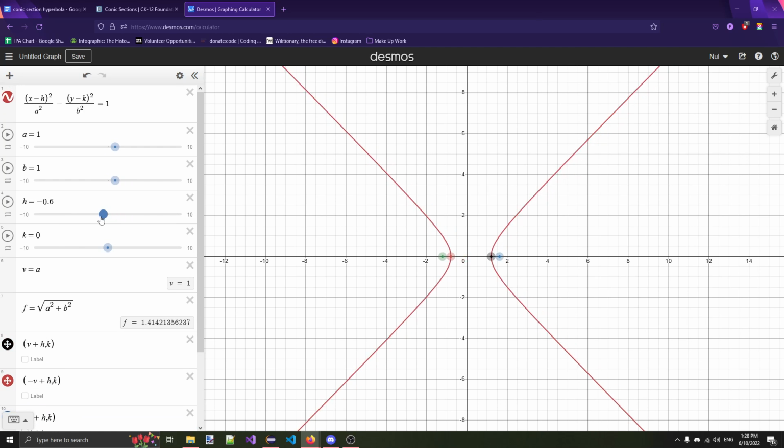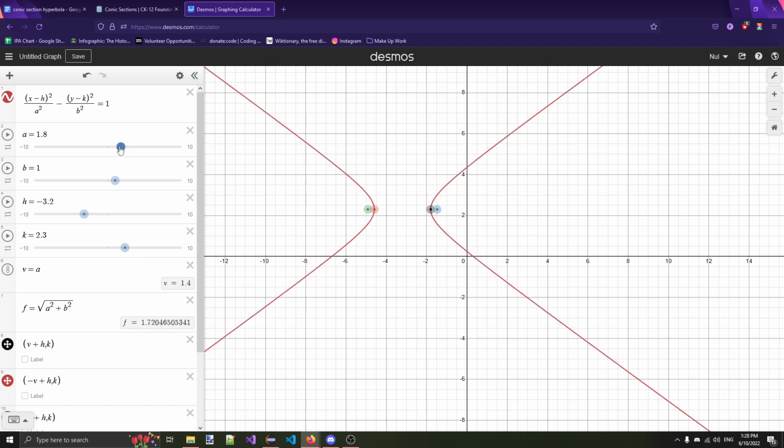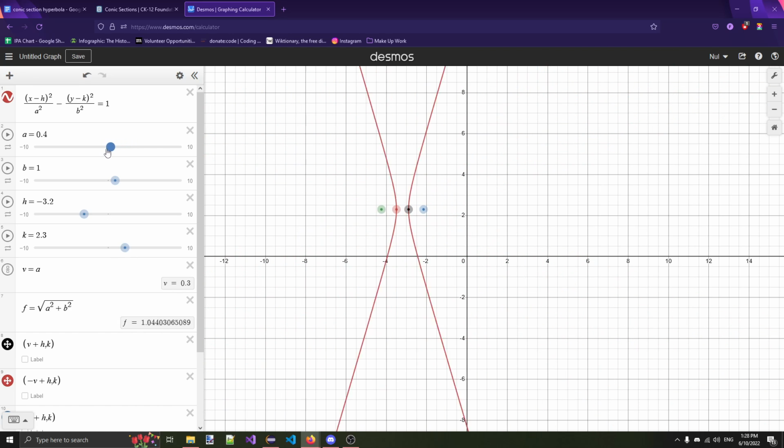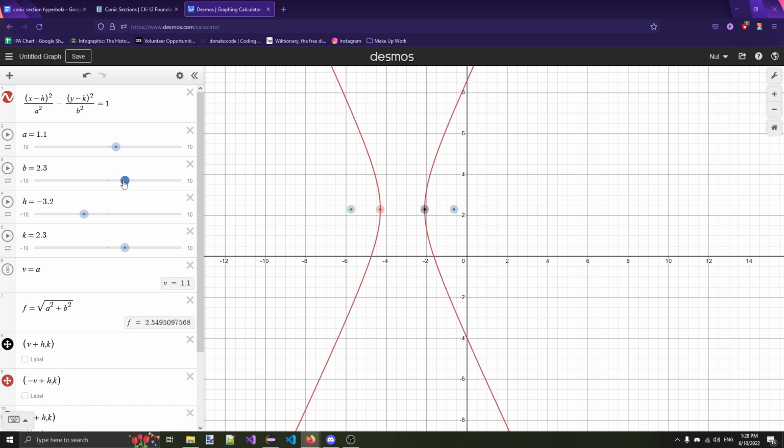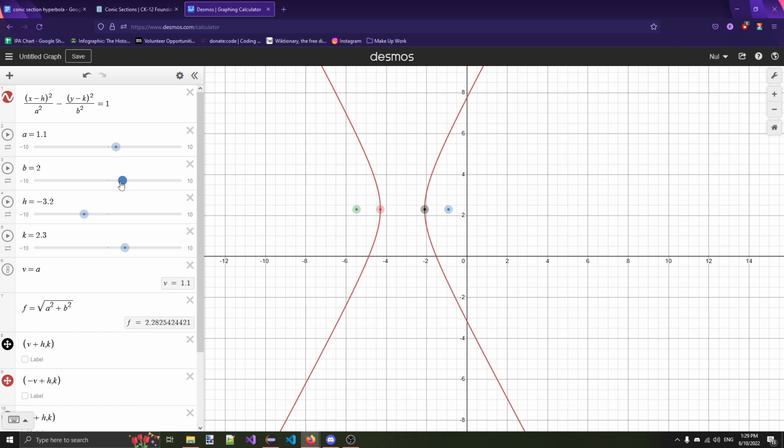And now if you can see it moves with it, and it still works swimmingly. And it just makes sense.